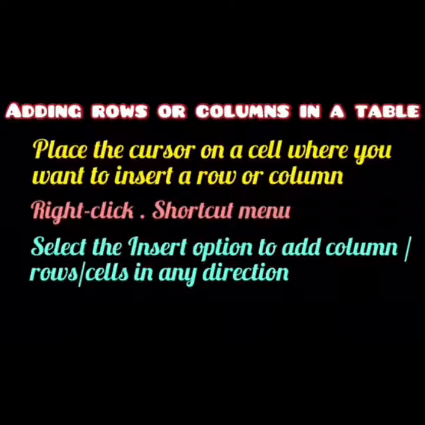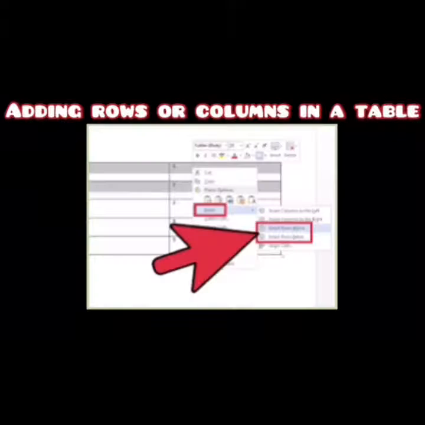When I click on the Insert option, again I will get many other options like Insert column to the left, Insert column to the right, or Insert rows above, Insert rows below. All these options I'll get. I have to select any one, and accordingly the columns and the rows will be added.